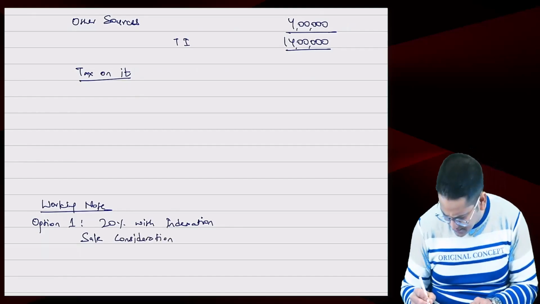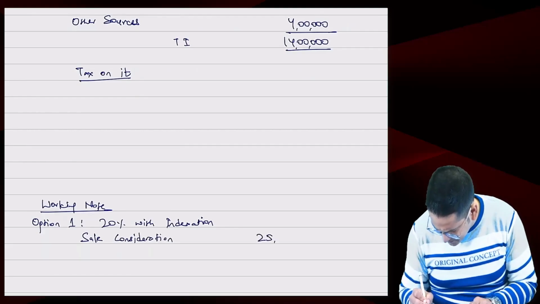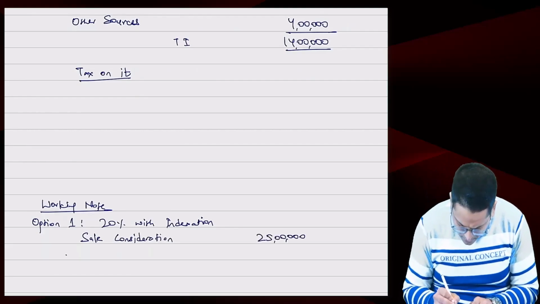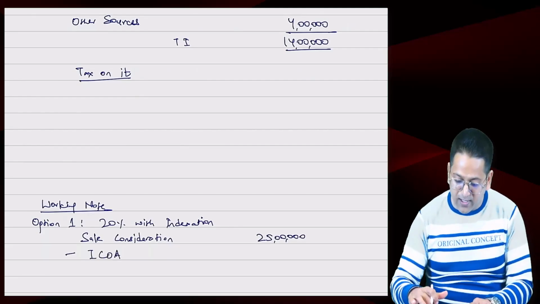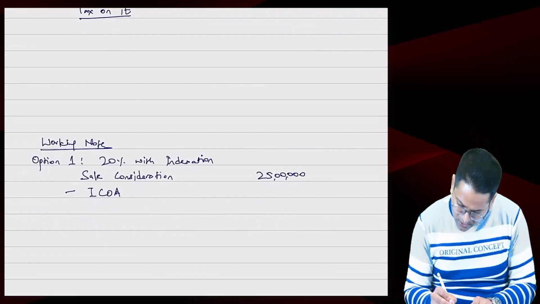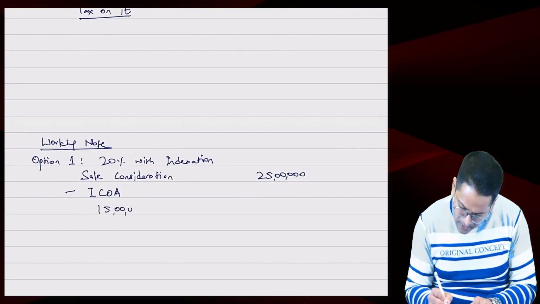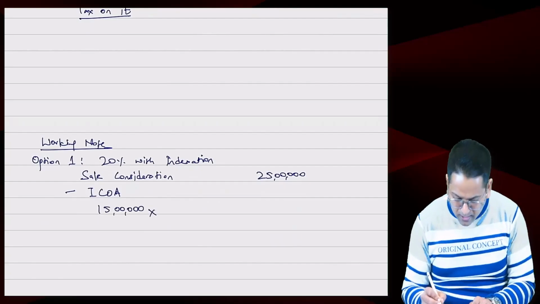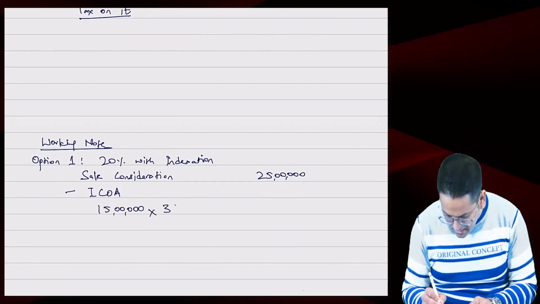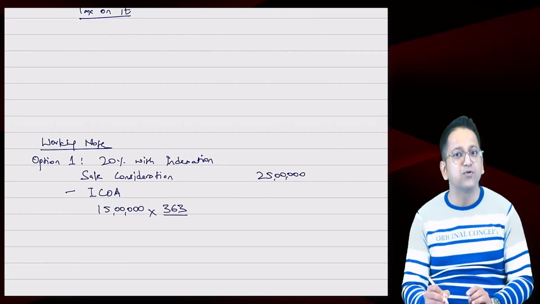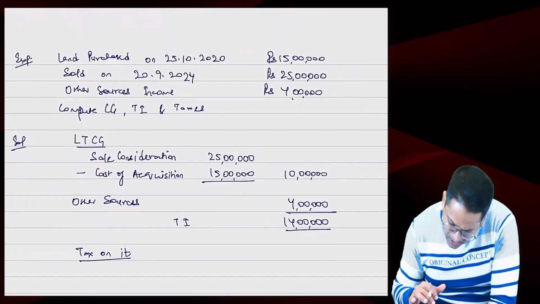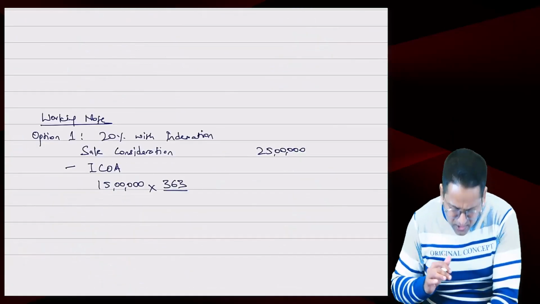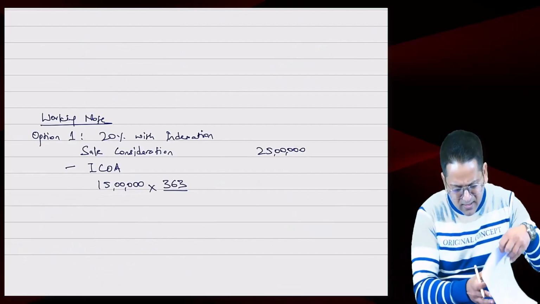Sale consideration, 25 lakhs, minus indexed cost of acquisition, ICOA, 15 lakh rupees, into the index for the current year, which is 363, as I already told you. Then in which previous year was it purchased? In 2021. What is the index for 2021? Just take a look.